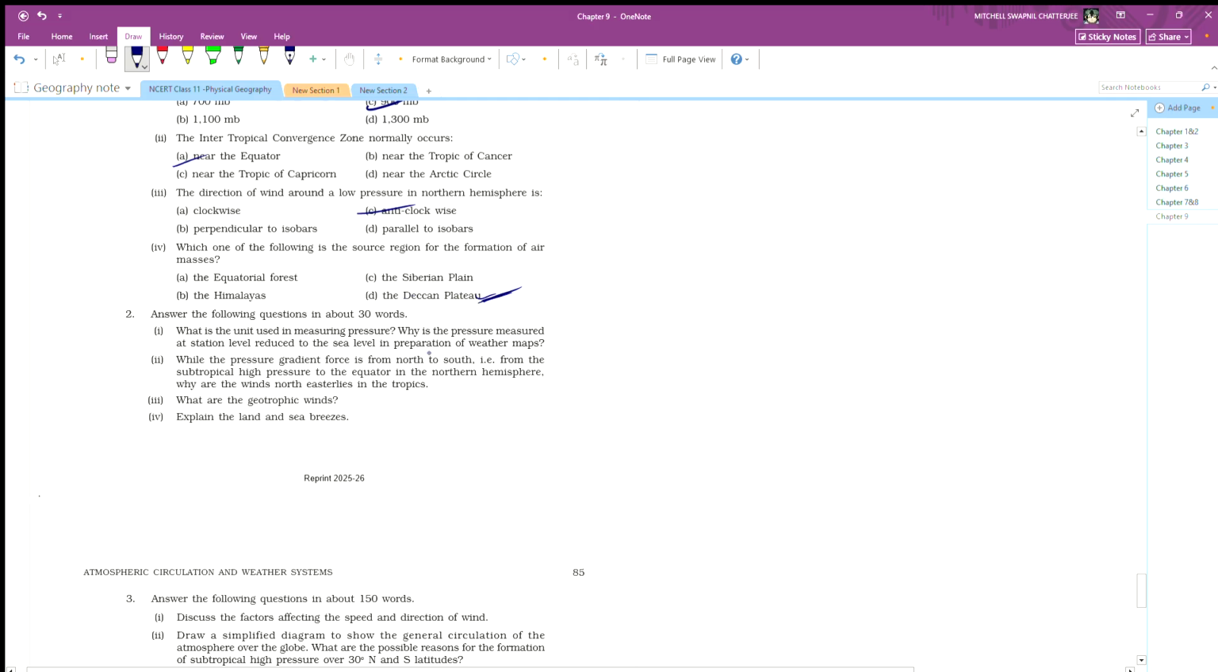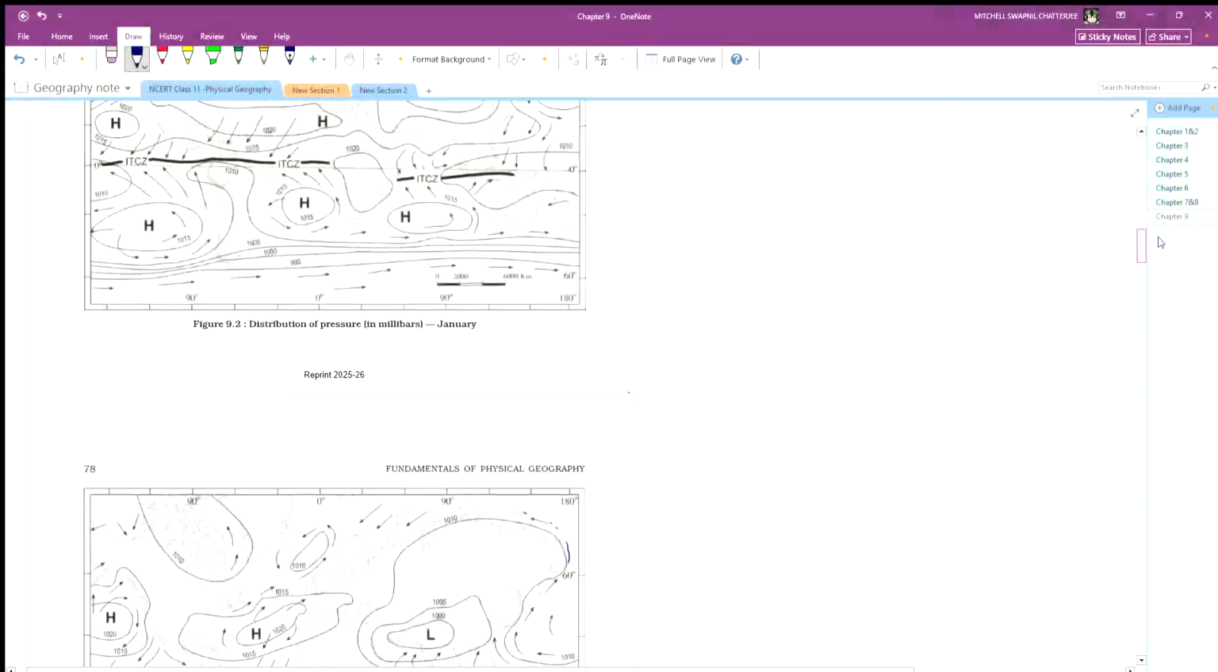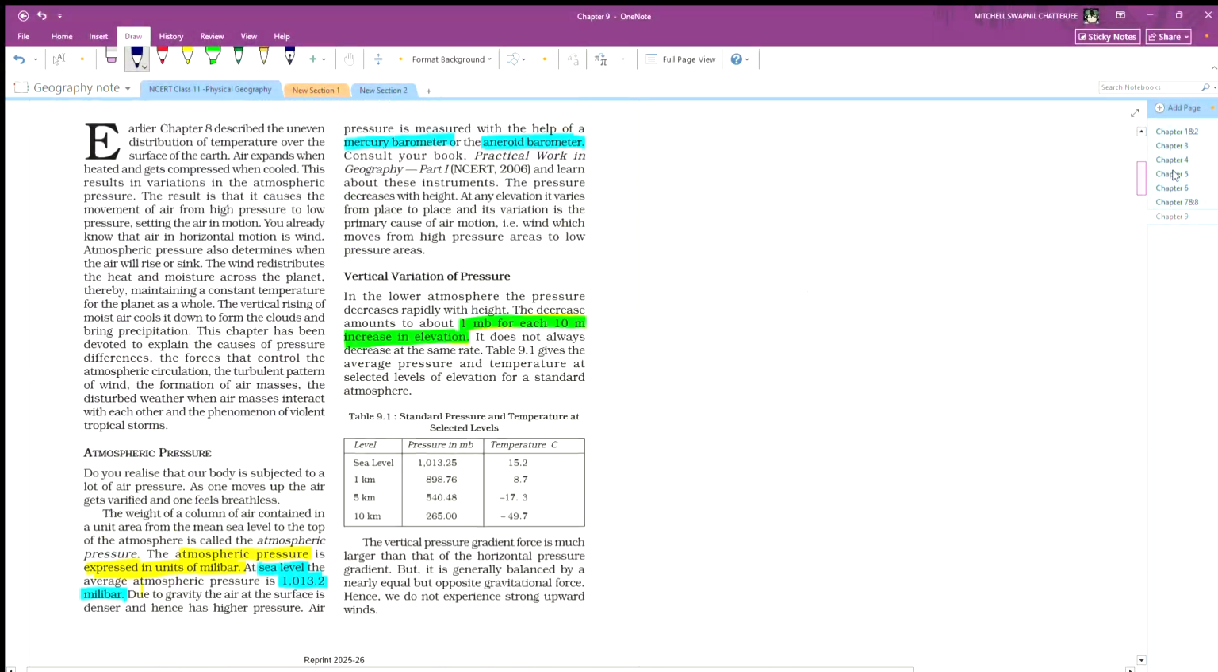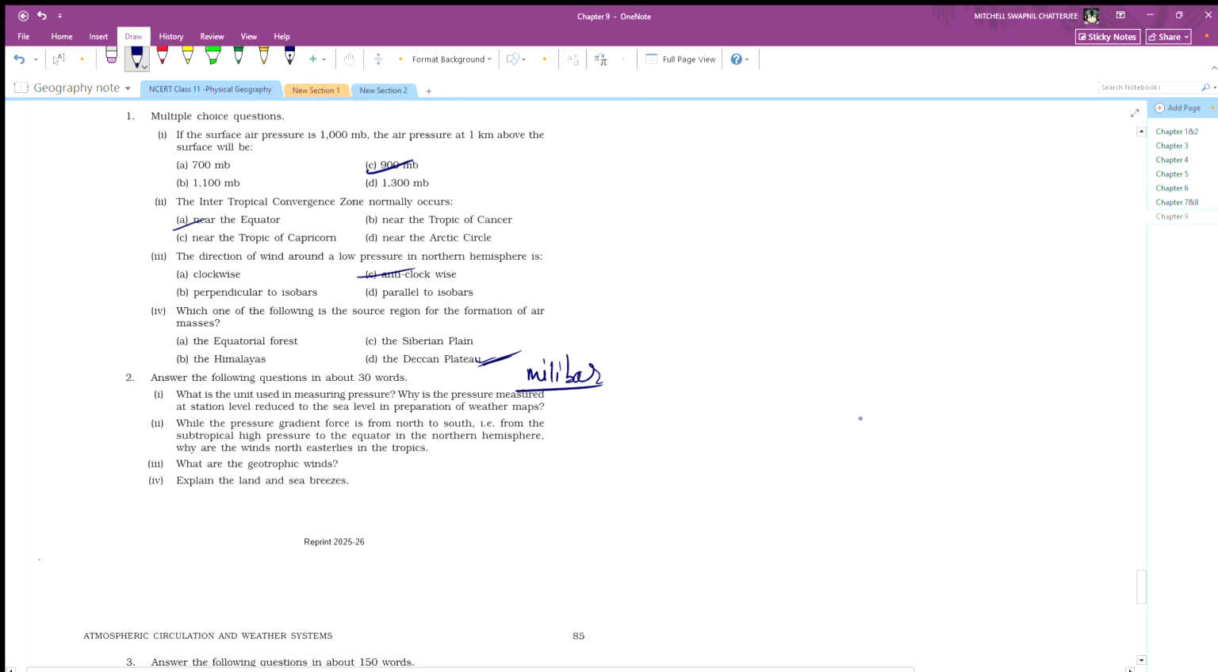The unit measured in the pressure is isobar? No, this is millibar. Atmospheric pressure is measured in millibar. The unit for measuring pressure is millibar.